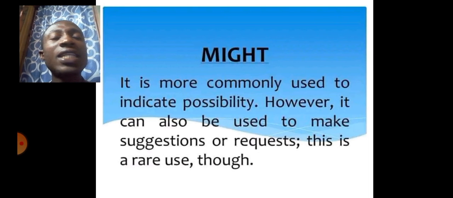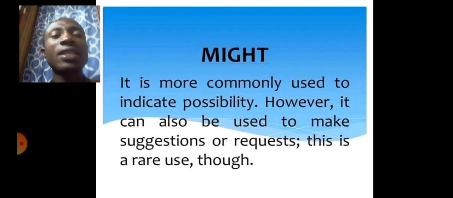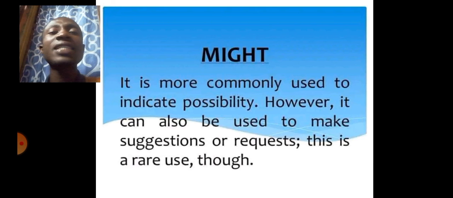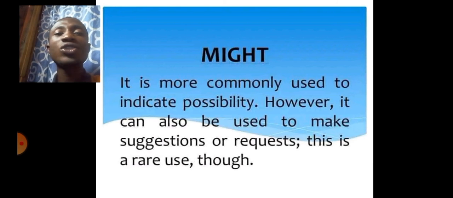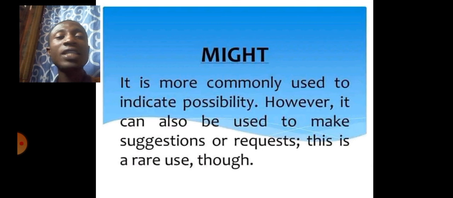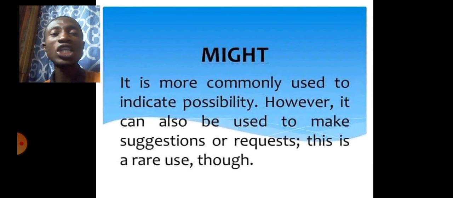Now, let us consider the use of might. Might is commonly used to indicate possibility. It can also be used to make a suggestion or request.